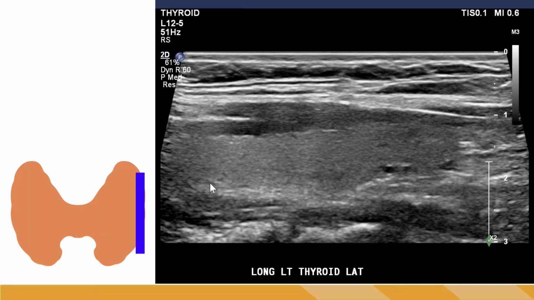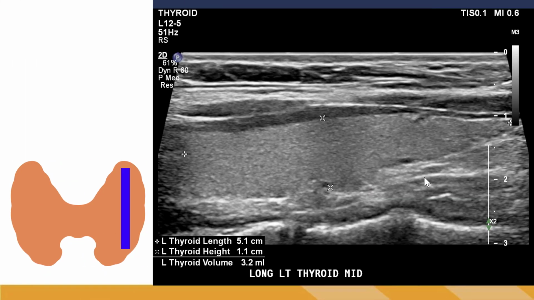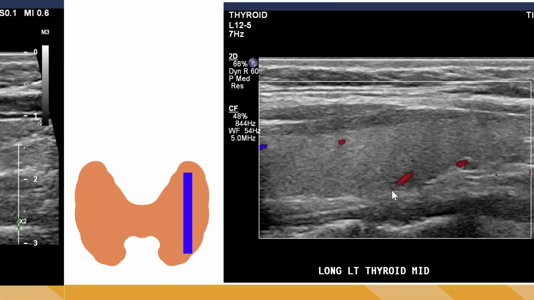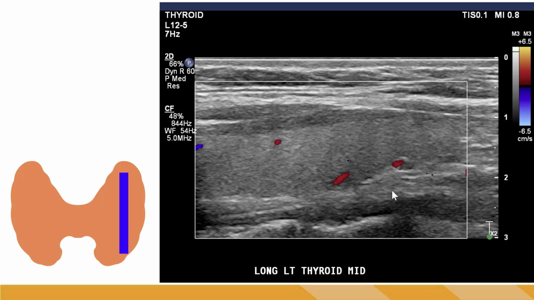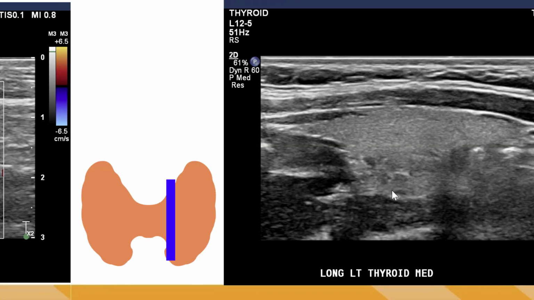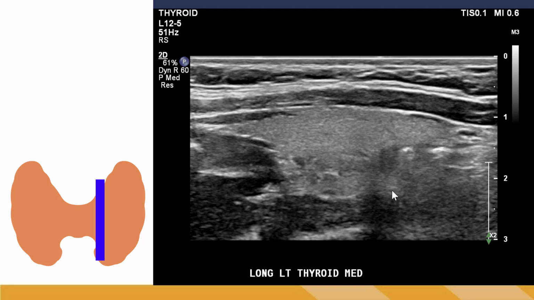Again, we'll switch into the longitudinal plane to work from the outside in. So we have our lateral left thyroid image, angling slightly towards the middle. We're going to elongate the thyroid, again getting kind of a pointy inferior tip and a flattened superior tip. Make sure to take a measurement and get color images at this point. Angle a little bit more towards the center and we will see the medial portion, again losing the superior border, losing that inferior border, and getting kind of an upside down triangle.